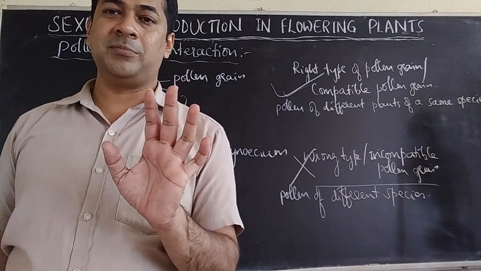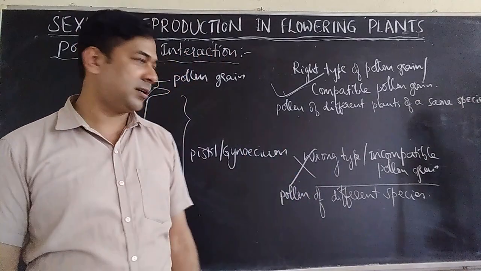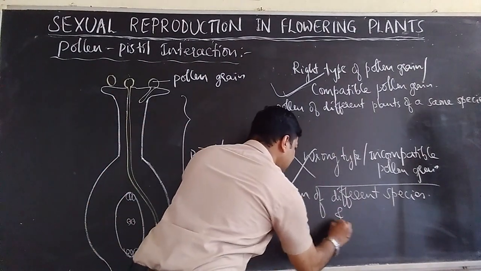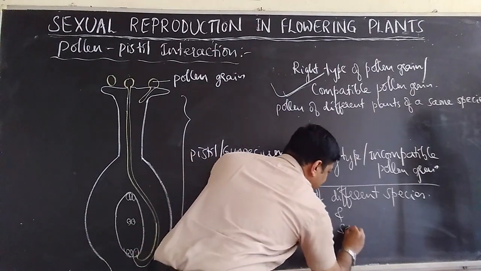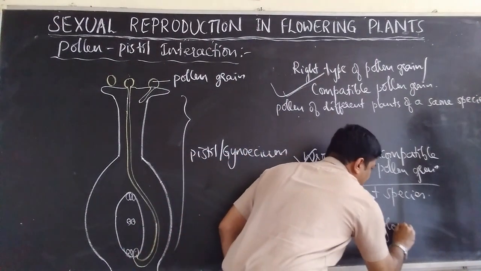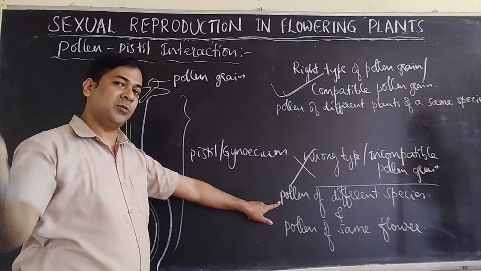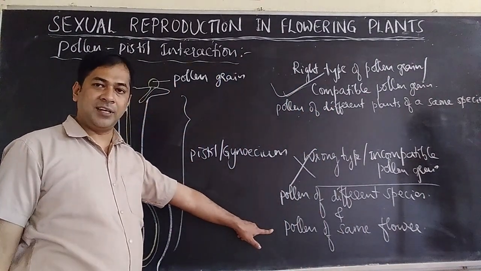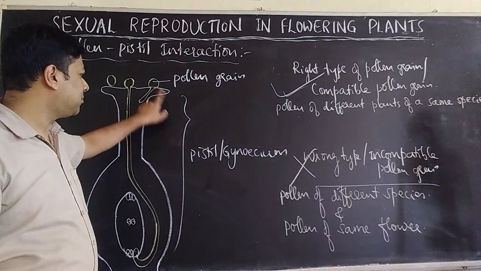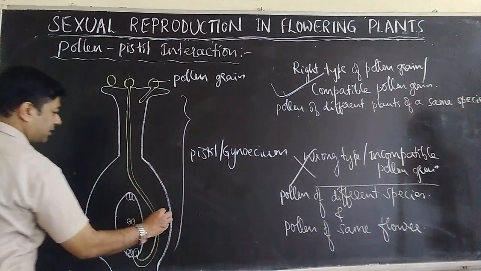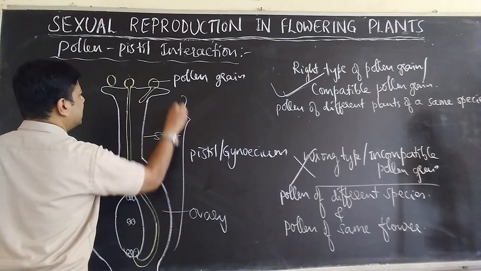Self-pollination should not occur, because if self-pollination occurs, it leads to inbreeding depression. So the plant wants to avoid it. So the second type is pollen of the same flower. Pollen grains of different species of plants and pollen grains of the same flower, the stigma or pistil will reject. Stigma is a part of the pistil, because the pistil has three parts. One is the ovary, the second part is the style, and this is the stigma.